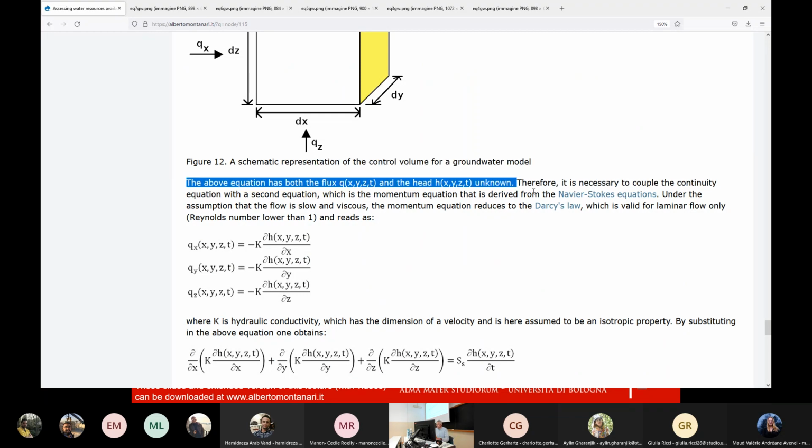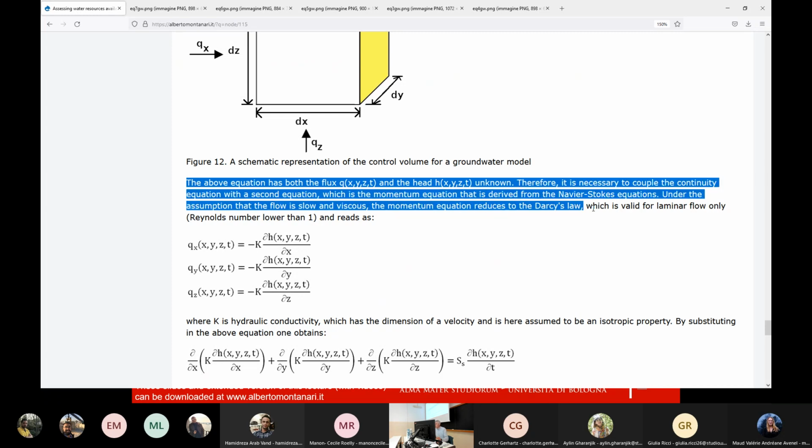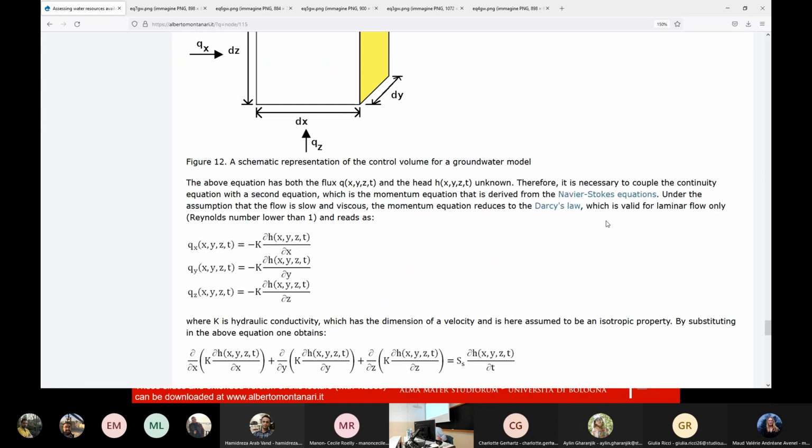Therefore, it's necessary to couple the continuity equation, the mass balance equation is also called continuity equation, with the second equation, which is the momentum equation. And let's call it Darcy's law for the case of aquifers. Okay? Darcy's law is an excellent example of a brilliant intuition that was derived after an empirical experiment. What Darcy wanted to do was precisely to describe the flow of water in a porous media. And he made a very simple experiment.